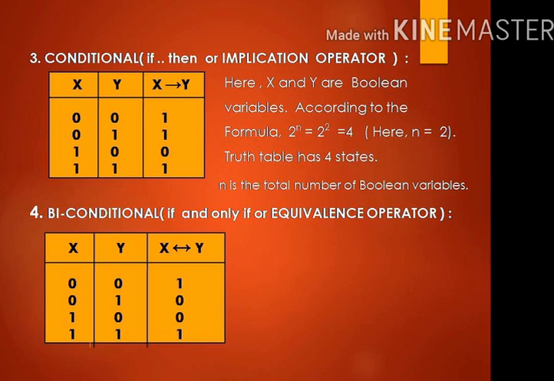Next, number 4, biconditional operator. It is also known as equivalence operator, that is represented by the statement if and only if. X column contains 4 values 0 0 1 1. Y column contains 0 1 0 1. X equivalence operator y 1 0 0 1.